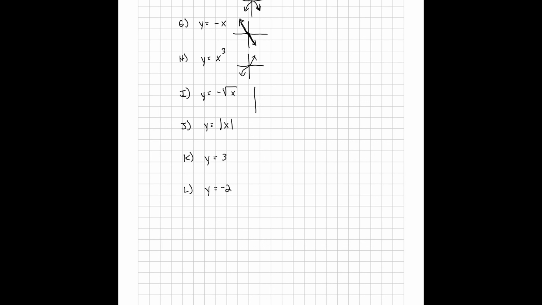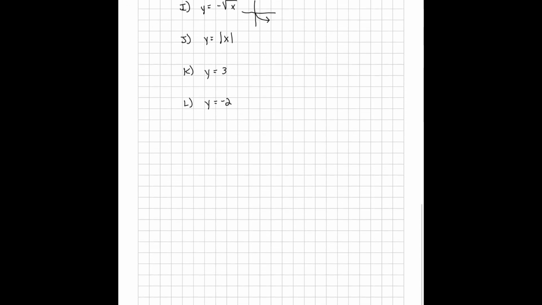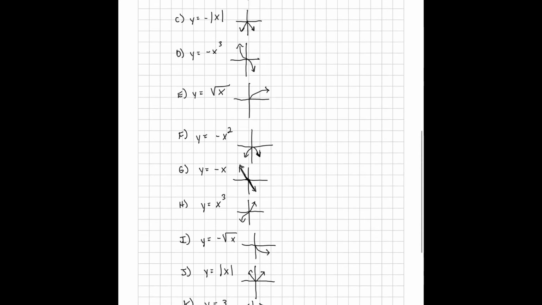I, square root function on the negative side. J is a V. And y equals 3 would be going on the positive side, and y equals negative 2, a horizontal line going through the negative side. Okay. Just something like that. Doesn't have to be perfect.